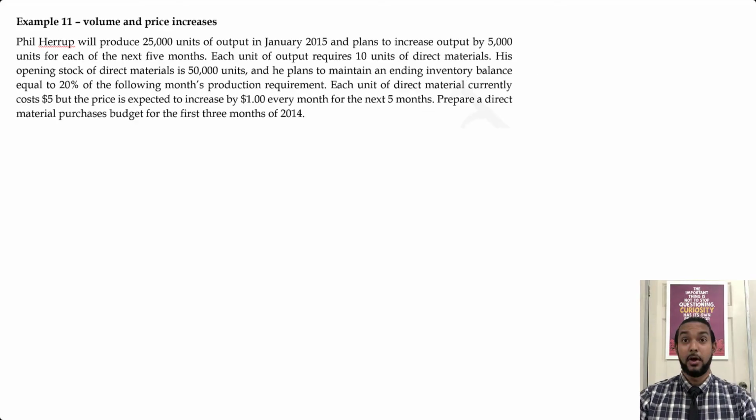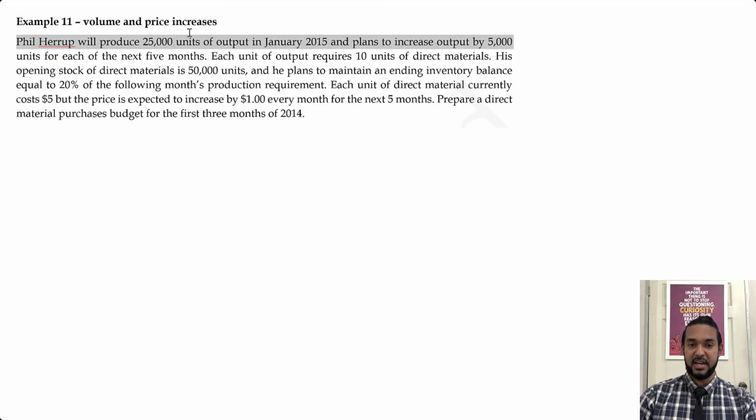Let's get to it. In this example, we're going to take a look at where volume and price increases. Fill Her Up will produce 25,000 units of output in Jan 2015 and plans to increase output by 5,000 units for each of the next 5 months. Each unit of output requires 10 units of direct materials. His opening stock of direct materials is 50,000 units, and he plans to maintain an ending inventory balance equal to 20% of the following month's production requirement.